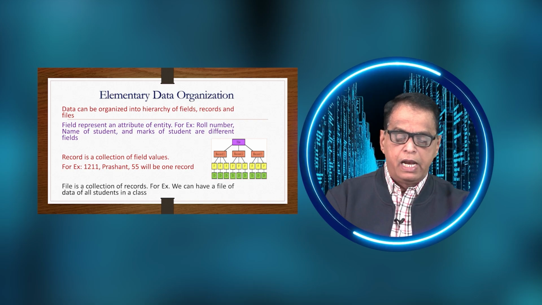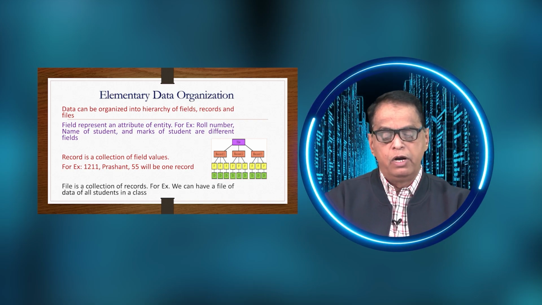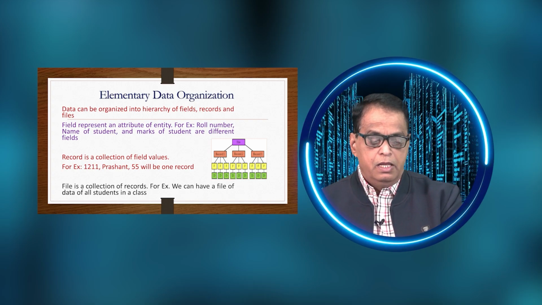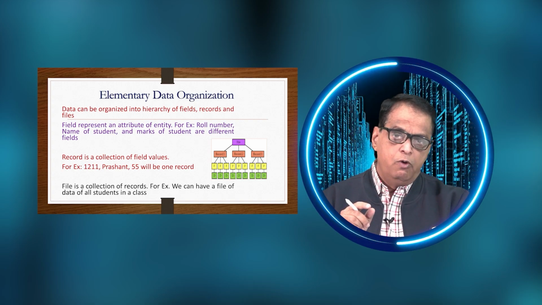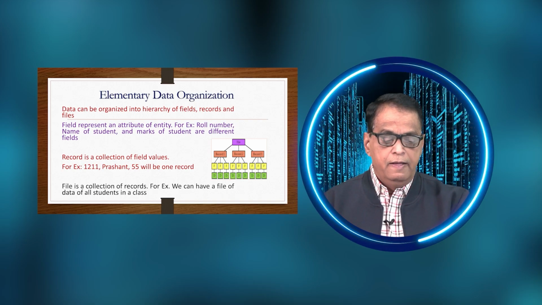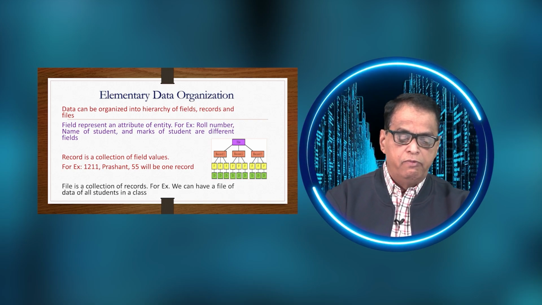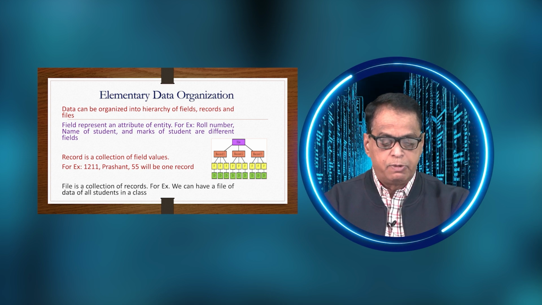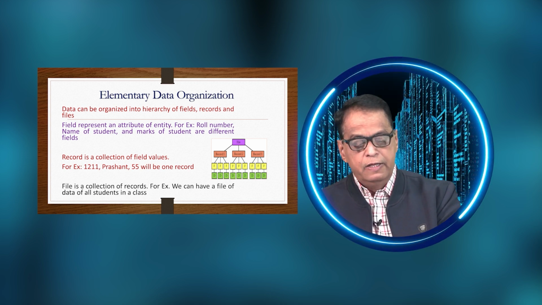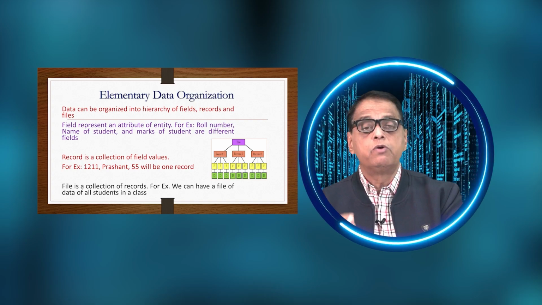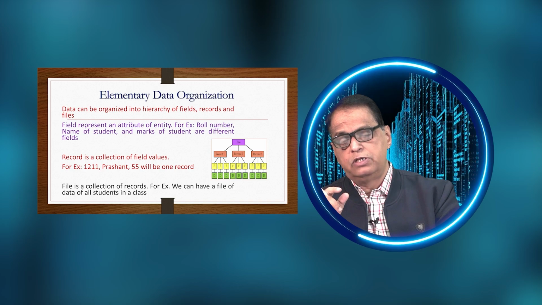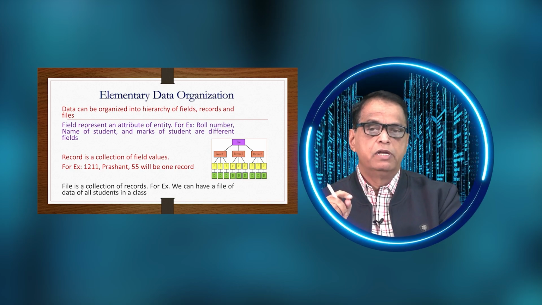They represent the attributes of the entity, that is, the value of the entity. For example, we can have a roll number, the name of the student, or the marks scored by different students as the fields of the records. Every record will hold a certain value, which can be represented by a data element. For example, a roll number such as 1211, the name of the student as Prashant, and the marks scored by Prashant as 55. So this will constitute one record. One record will tell you all the information related to one particular student.